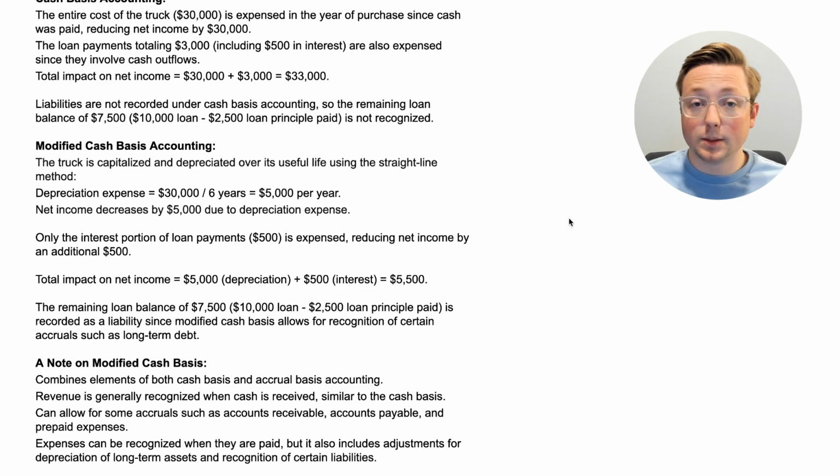But we're talking about some of the big differences between cash and modified cash, so you know how to prepare a financial statement on either one if you saw a sim like this. So let's go to the next question to learn some more differences between cash and modified cash.